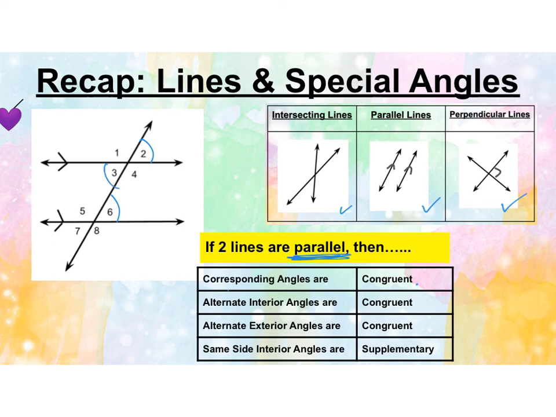Alternate interior angles are congruent, 3 and 6. Alternate exterior angles, 2 and 7, are congruent. And then 4 and 6 are same side interior, they would be supplementary, as well as 3 and 5 would be supplementary.